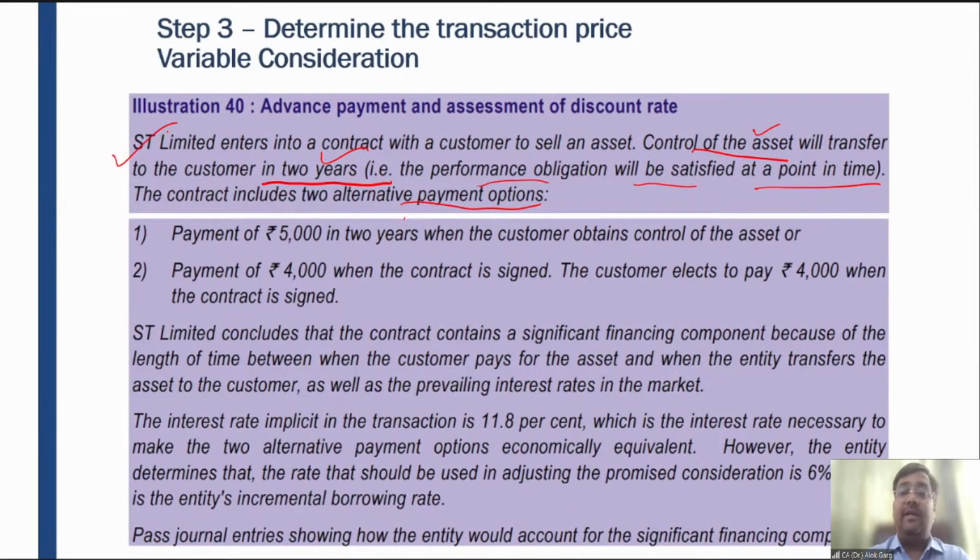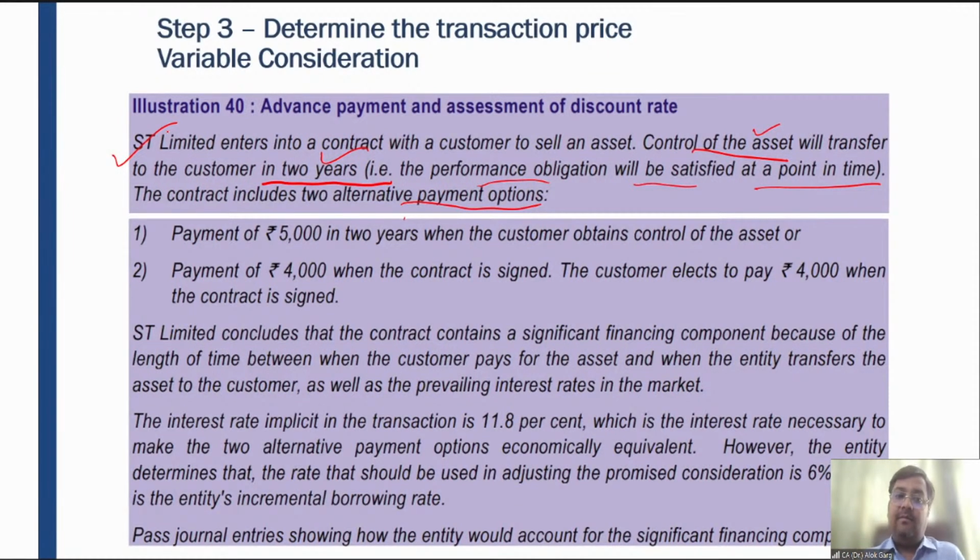ST Limited is offering its customers two payment options. First option is you can pay 5,000 rupees in 2 years when the customer obtains control of the asset, so at the time of delivery of the goods. This is the ideal situation: when you get the goods and services, you pay for them after 2 years.